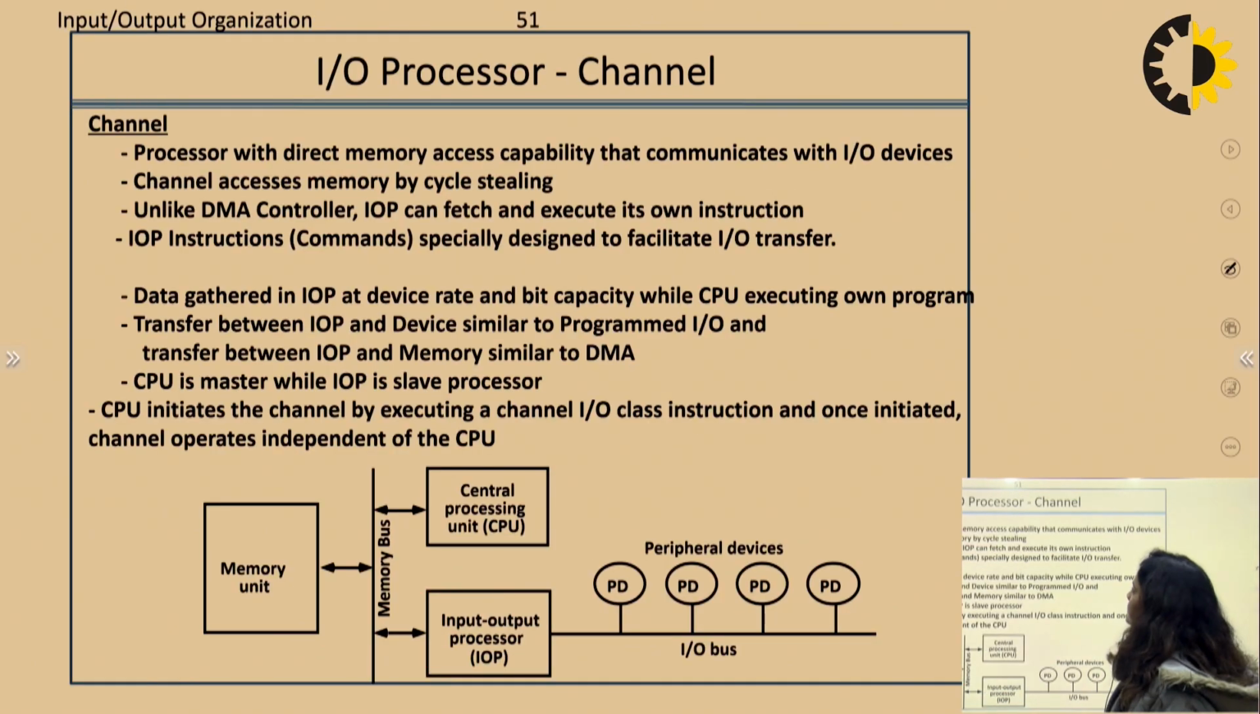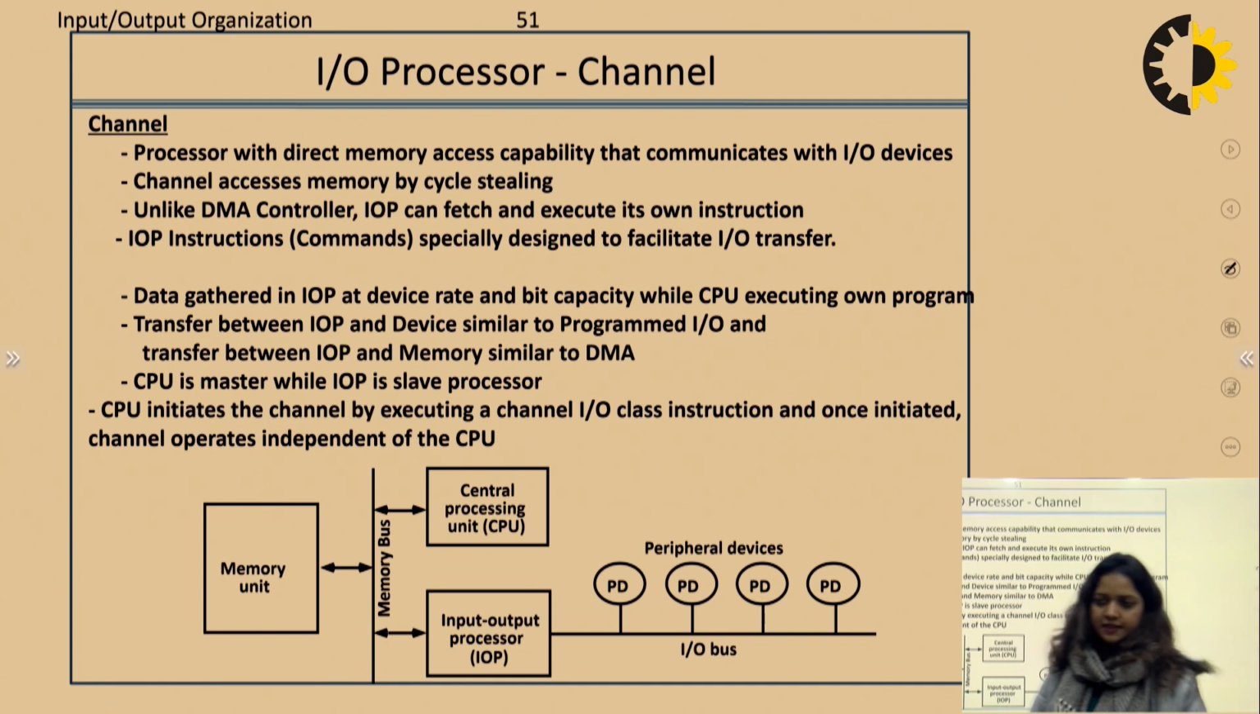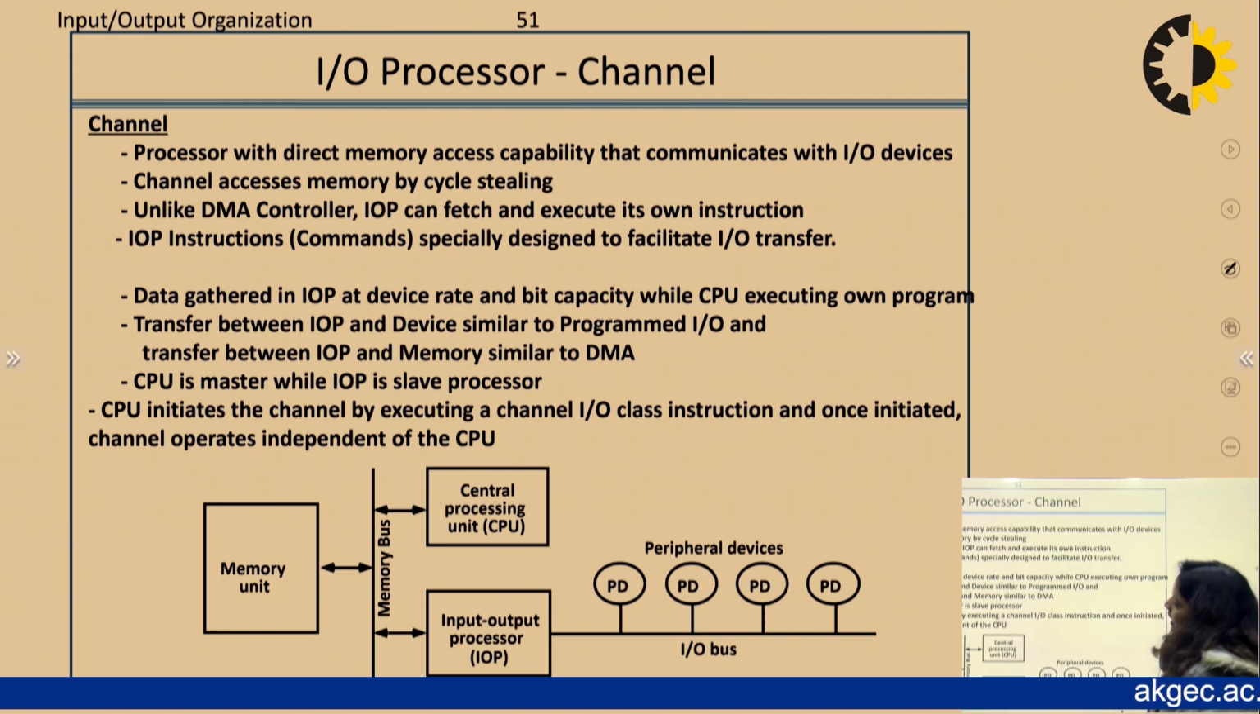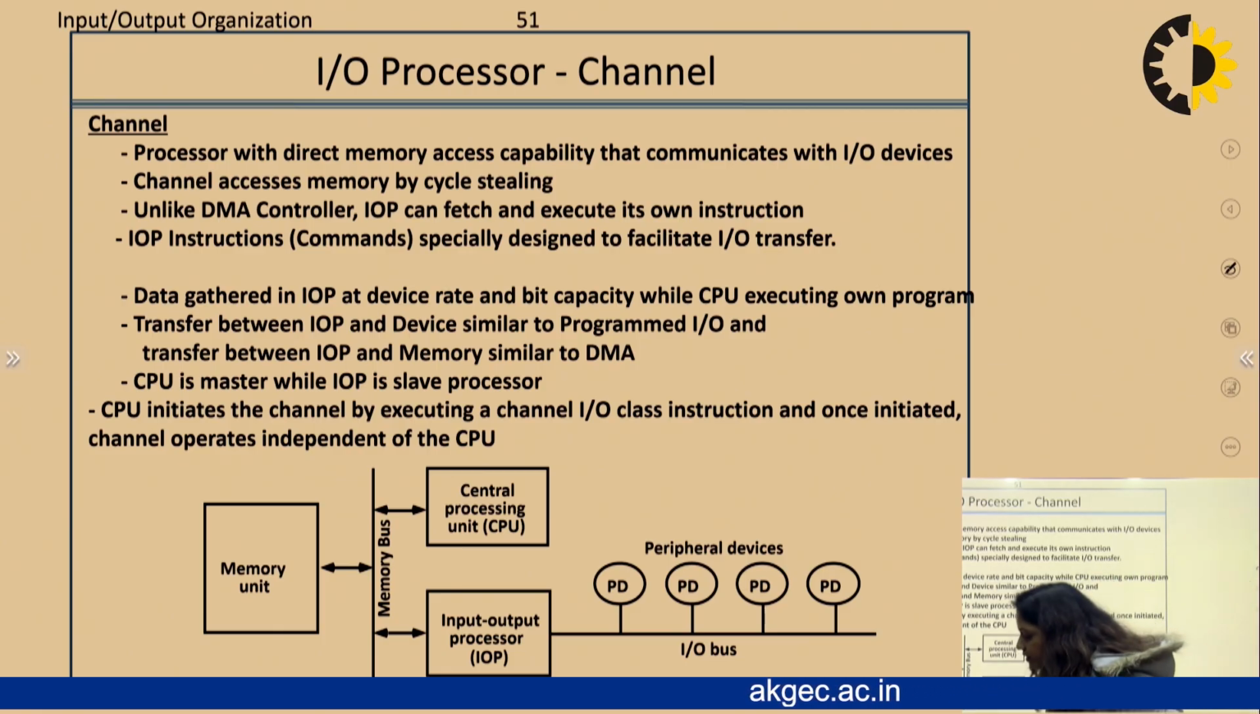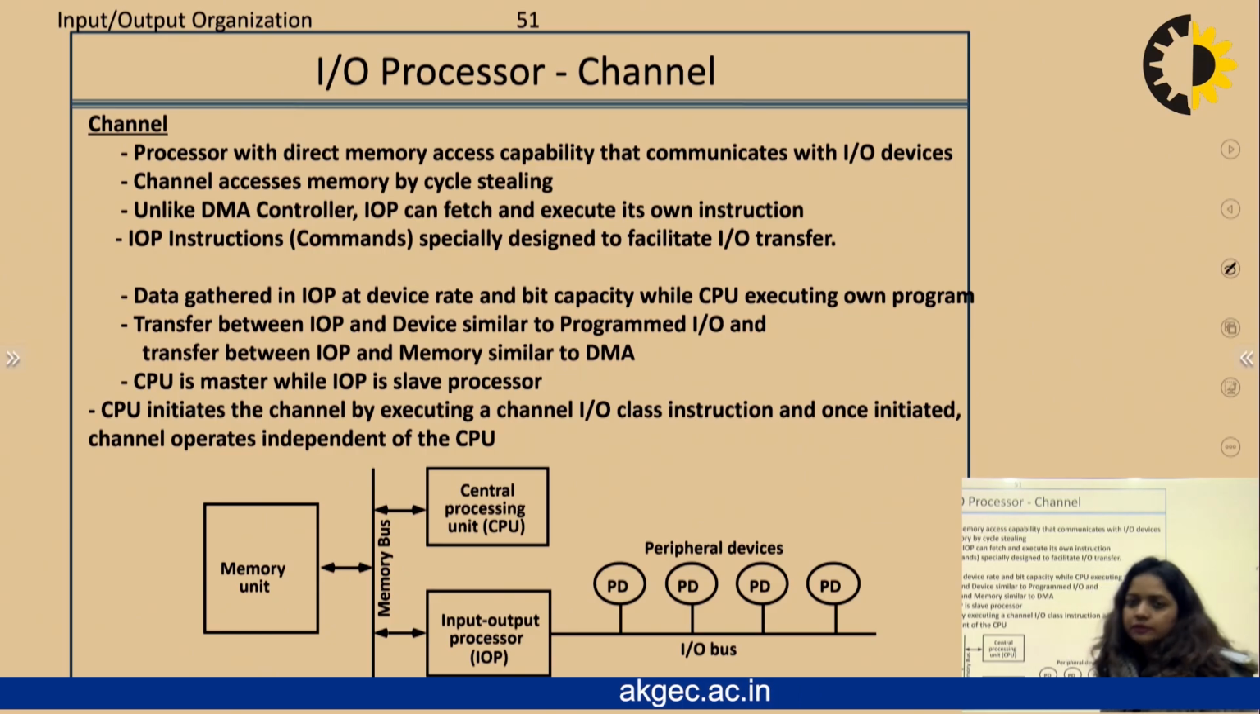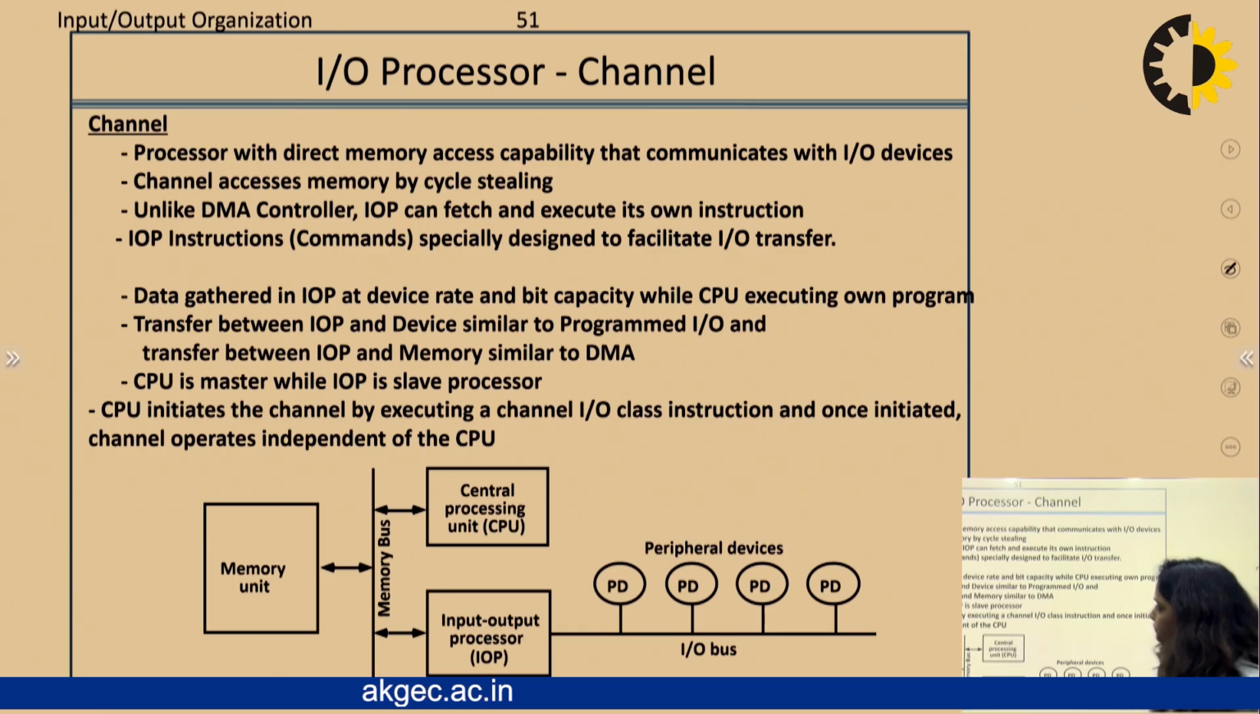Now, next is the input-output processor. As we all know, we have a CPU in a computer system, that is the central processing unit. We have another type of processor in a system, which is known as the input-output processor. Now, what kind of processor is it, and what kind of functioning is performed by this processor? This processor has direct memory access capabilities, so there is no need of putting pressure on the CPU again and again.